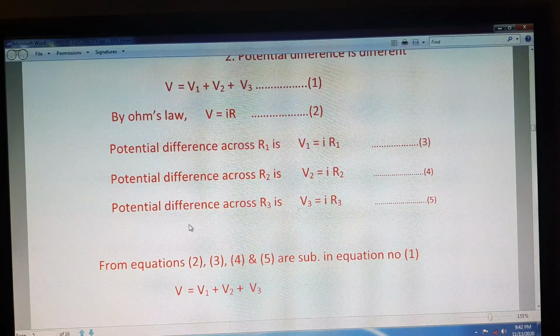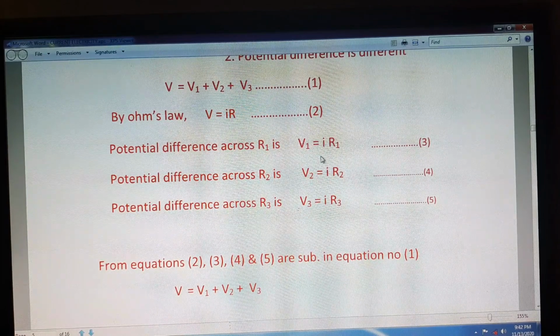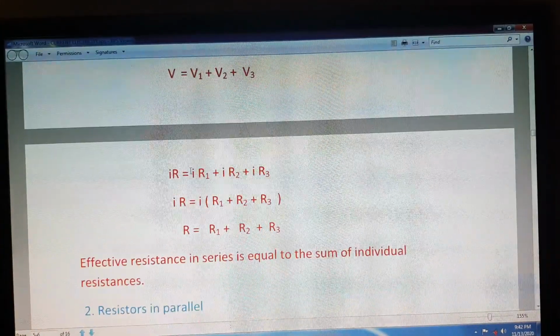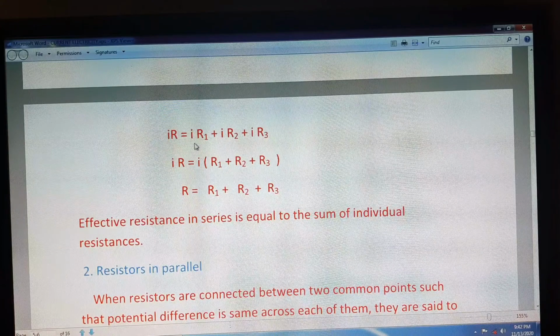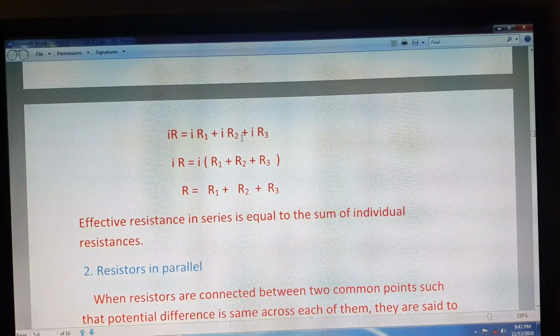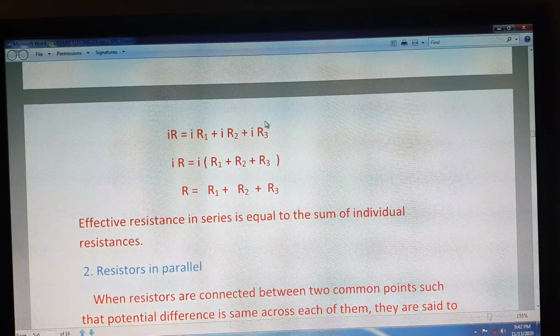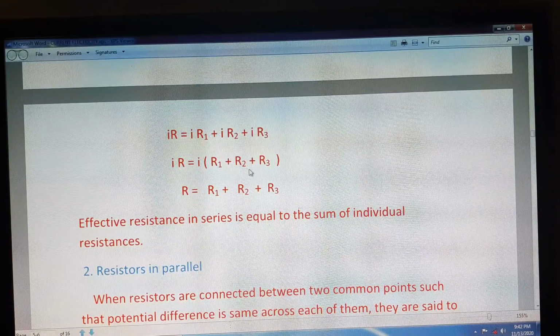From equations 2, 3, 4, and 5, we substitute into equation number 1. What is equation number 1? V is equal to V1 plus V2 plus V3. Substituting all the equations, IR is equal to IR1 plus IR2 plus IR3. We can take I, the electric current, common. So IR is equal to I times R1 plus R2 plus R3.